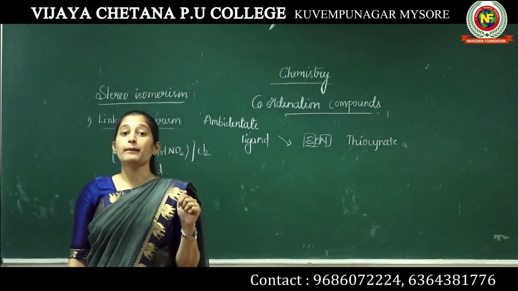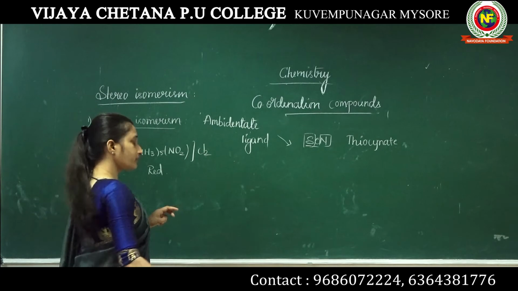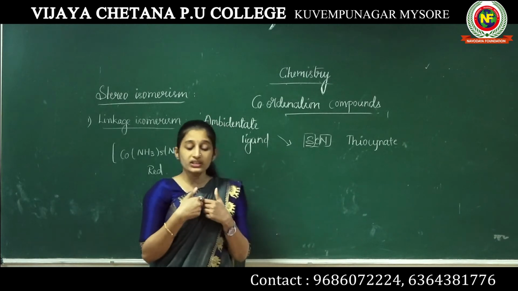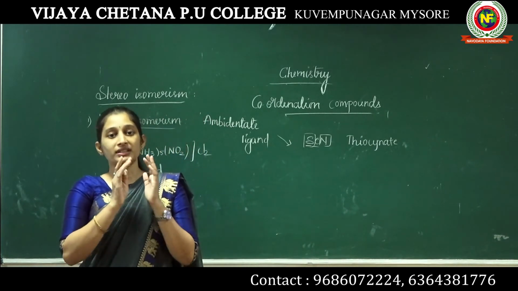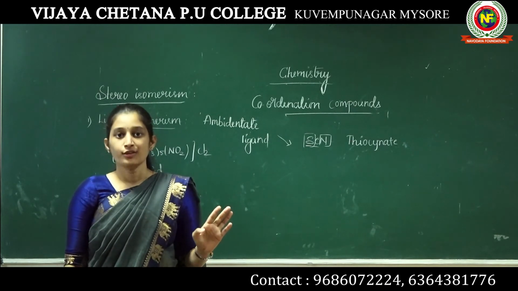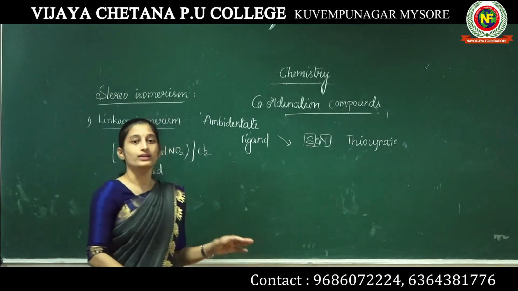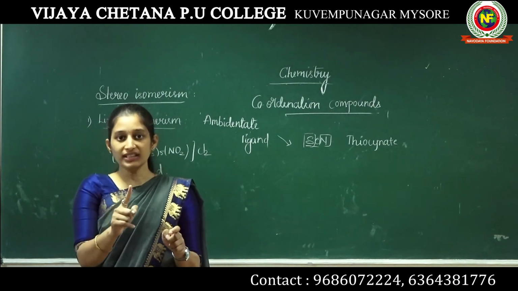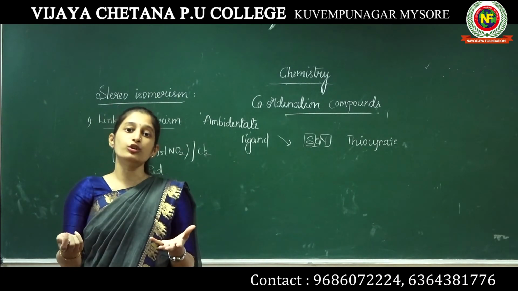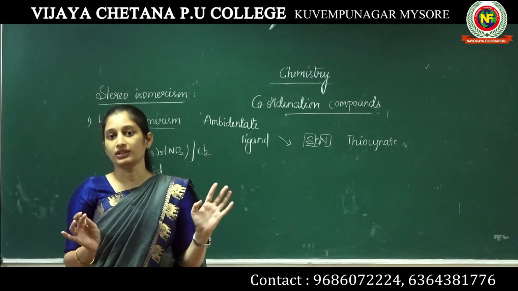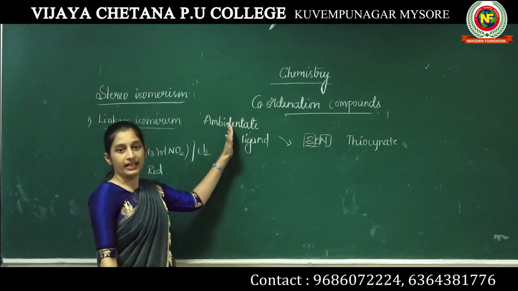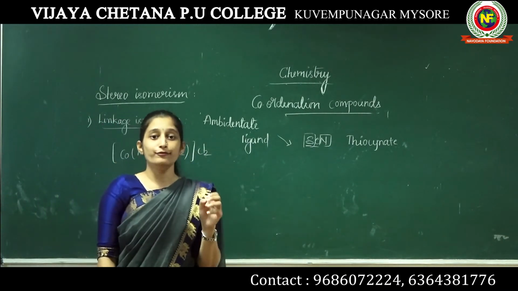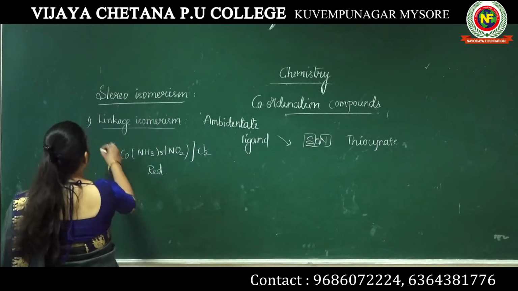We call it an ambidentate ligand. That means at one particular time either sulfur or nitrogen can donate. Both are ready to donate, but for that instant only one will donate. For example, 2 brothers and one small sister are there. Both brothers have money, but at one time only one will give the amount. But we don't know which brother will give the amount. That is an ambidentate ligand.